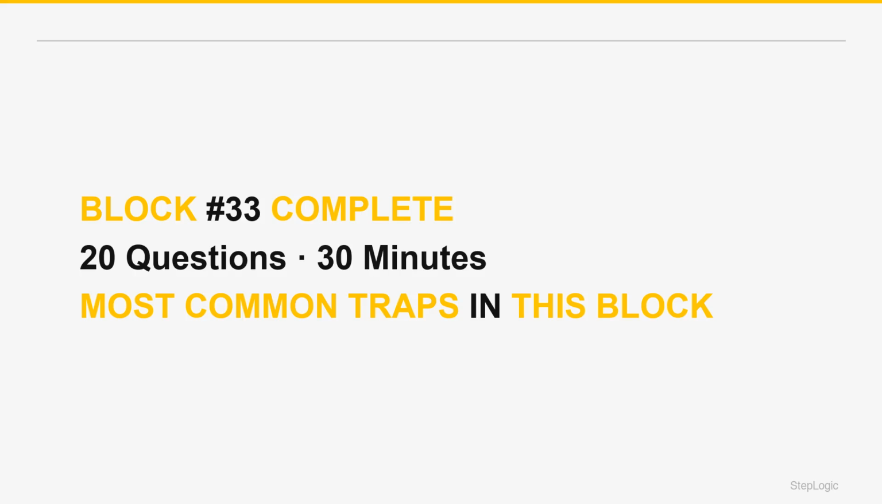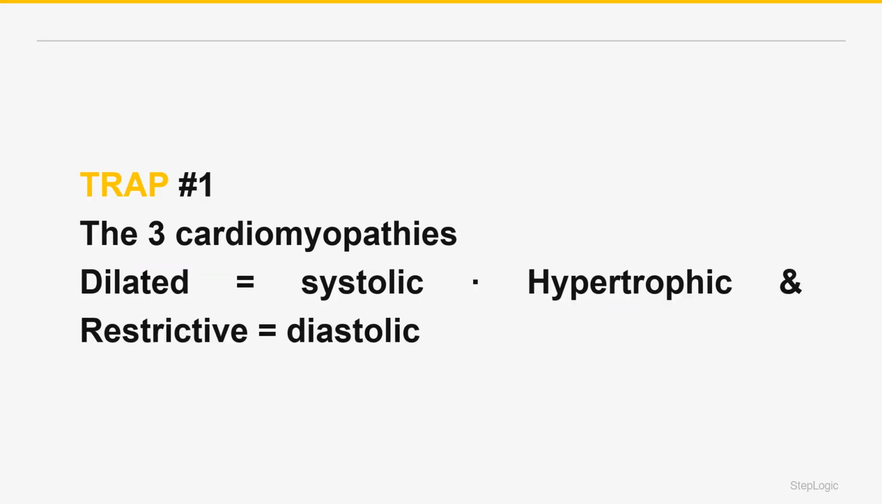Block 33 is done. Let's review the five biggest traps from this block. Trap 1: keep the cardiomyopathies straight. Dilated is systolic dysfunction with a low ejection fraction. Hypertrophic and restrictive are both diastolic dysfunction. Restrictive has stiff, infiltrated walls with a normal ejection fraction, classically from amyloid.